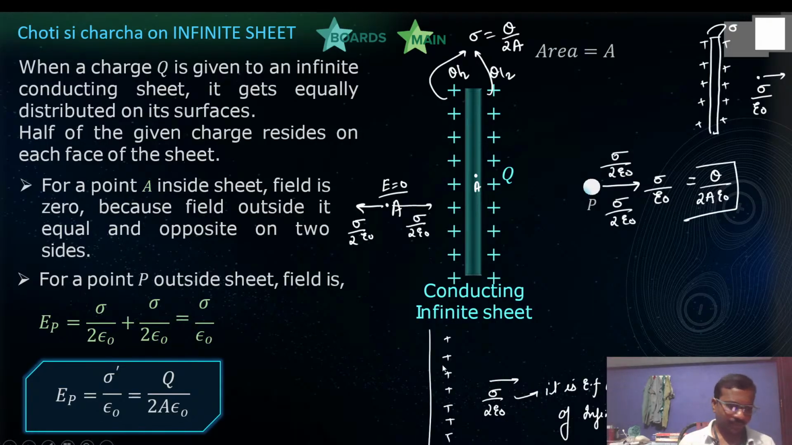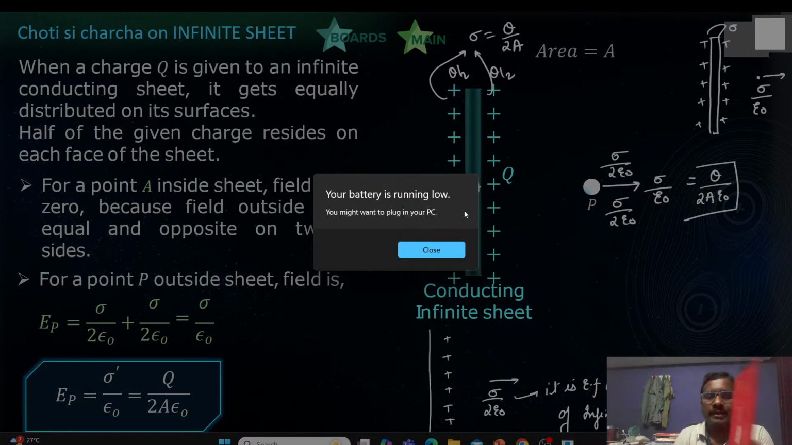So let us see. This is a conducting sheet, and a charge outside. If I place a charge here, definitely it will come to both surfaces, the inside charge will come. Okay, so suppose this is the sheet. If I give here, no battery.